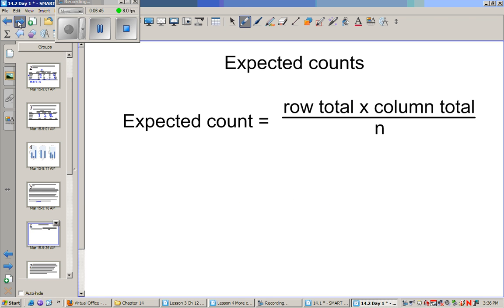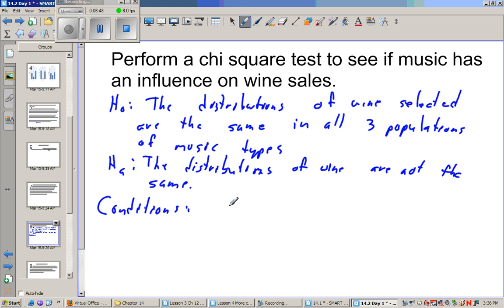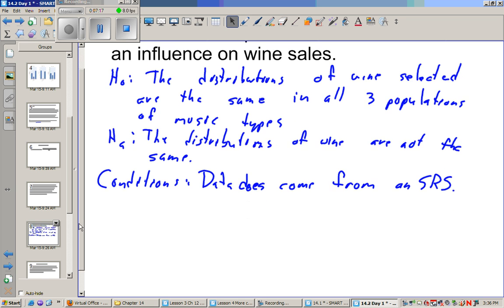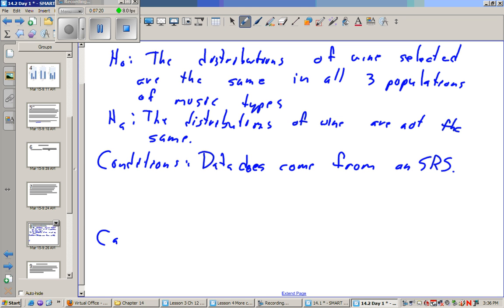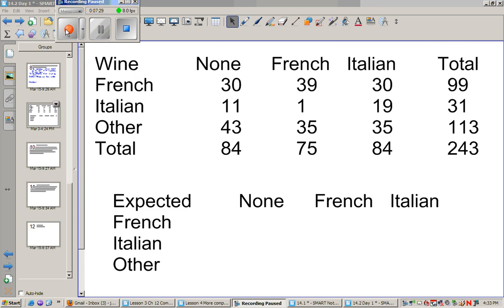So I got this problem from the book and I just didn't write out all the words, but this data does come from an SRS. Now, the second part of our conditions, we have to know all of the expected counts. So we need to go back and figure out expected counts. So let's go to calculations first, and then we can get the expected counts from there.